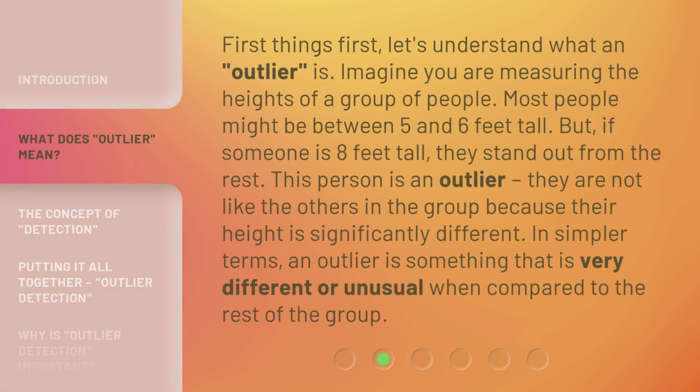First things first, let's understand what an outlier is. Imagine you are measuring the heights of a group of people. Most people might be between 5 and 6 feet tall. But if someone is 8 feet tall, they stand out from the rest. This person is an outlier. They are not like the others in the group because their height is significantly different. In simpler terms, an outlier is something that is very different or unusual when compared to the rest of the group.